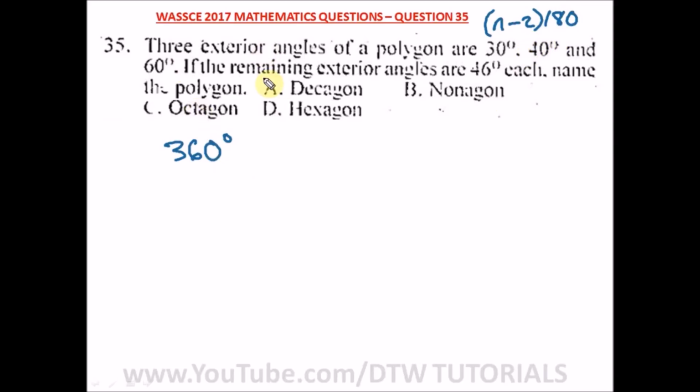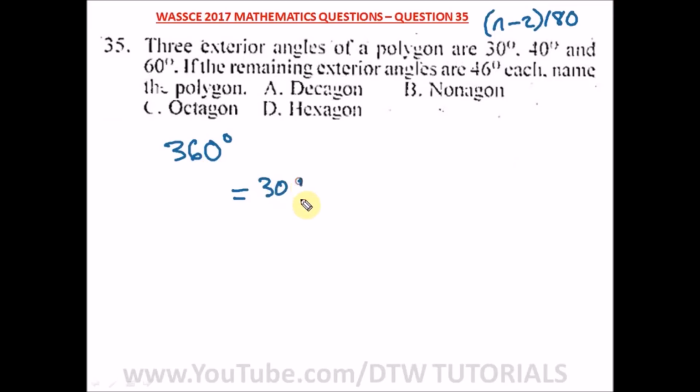Please try to remember this. So we're working with exterior angles of a polygon. The sum of exterior angles of a polygon is 360. Okay, so from here it says 3 exterior angles of a polygon are 30, 40, and 60. If the remaining exterior angles are 46 each, name the polygon. This is quite straightforward, but the logic is involved. So the question has given us 3 angles and says the remaining angles are 46 each. So let's add up these 3 angles and subtract from 360 to know the remaining angle.